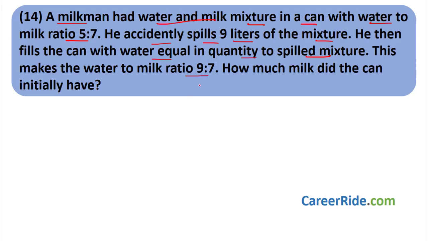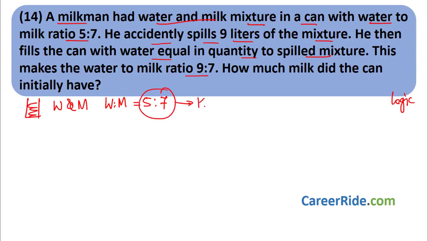Now we do not know how much milk the can initially had. So let us try to solve this by logic, because here we do not want the ratio of the mixture or anything, right? We have to find how much milk the can had. We just know that there was a can and there was some mixture in it, okay? And this mixture was of water and milk, and the ratio of water to milk in the can was 5:7. It was not the quantities. These are not the actual quantities.